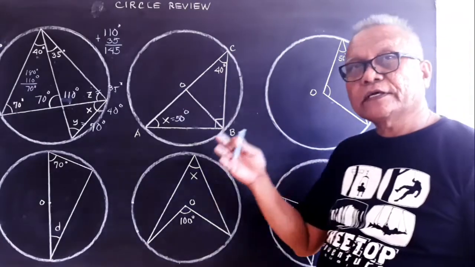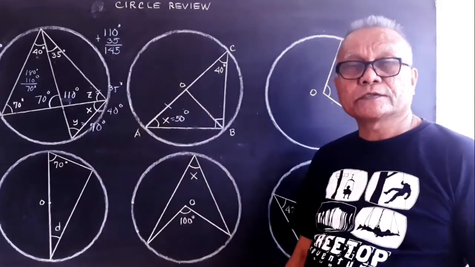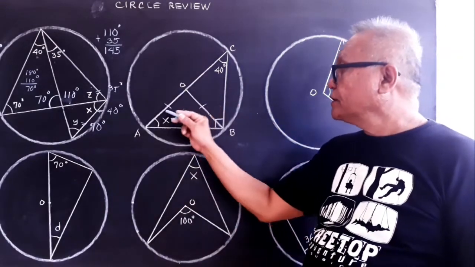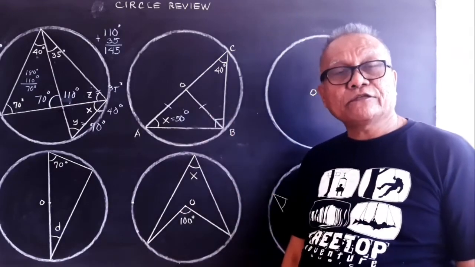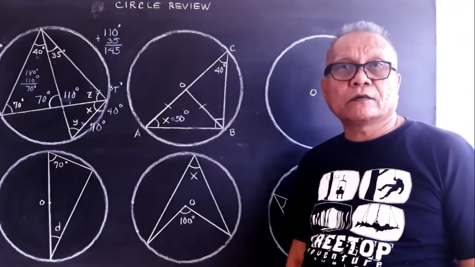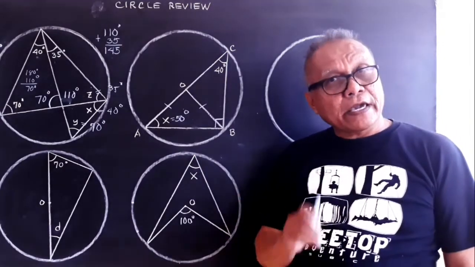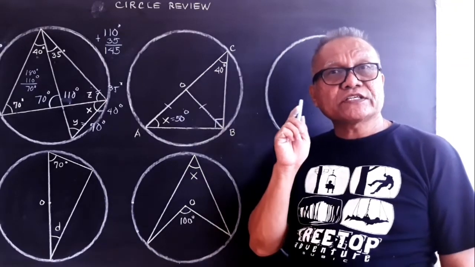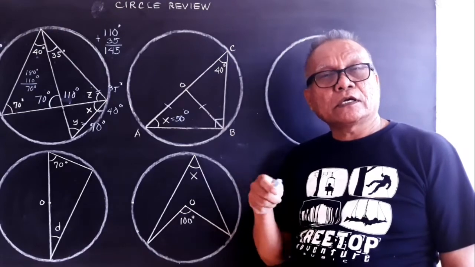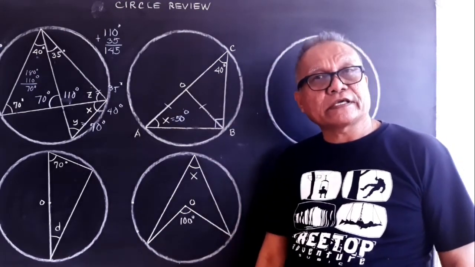Okay, let's go further. Now this O to A is a radius. O to B is another radius. And these two radii are equal. If they are equal, these two sides are equal, and we have a triangle. What's that? That's an isosceles triangle. And when you have an isosceles triangle, you have the base angles which are equal, and the other angle, which is a third angle, is called the vertex.